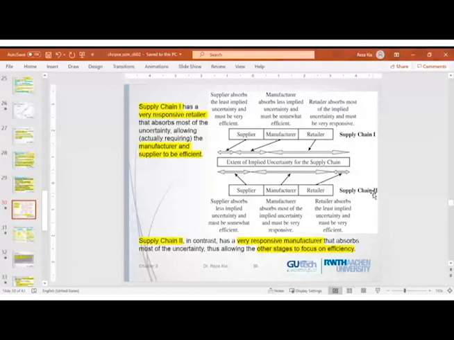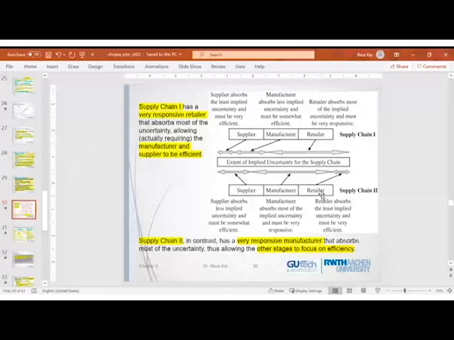In supply chain 2, as you can see, just look at these arrows over here, retailers are absorbing less uncertainty. Maybe the level of inventory in your stores is not so high. And so in this regard, manufacturing should absorb most of the uncertainty. So manufacturing should be more responsive, and the retailer should be more efficient, because when there is less uncertainty, the efficiency should be high enough.